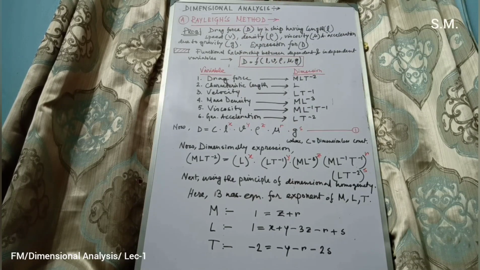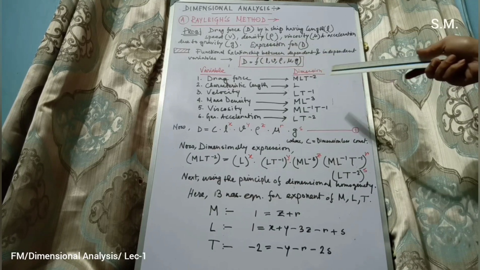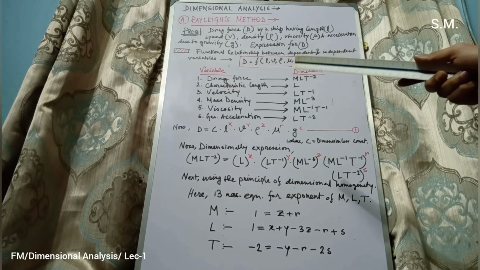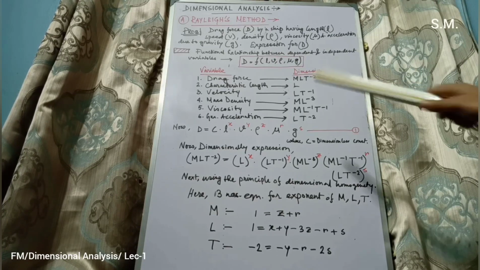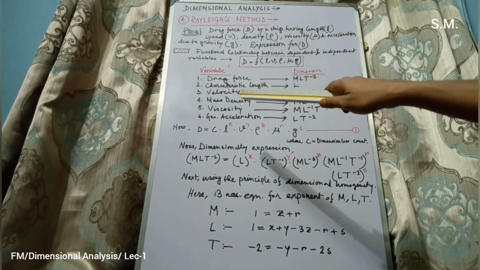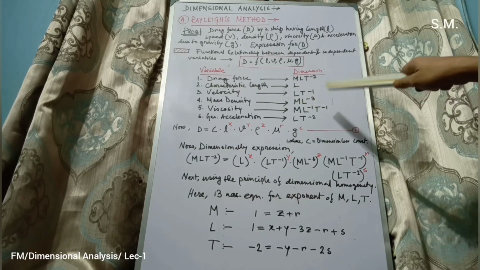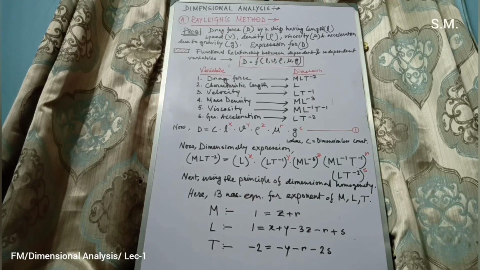Next, we have to find the dimensions of each variable. The drag force is nothing but a force, so M L T inverse 2. Characteristic length is L, velocity is L T inverse, density is M L inverse 3, viscosity is M L inverse T inverse, and gravitational acceleration is nothing but an acceleration, so it is L T inverse 2.